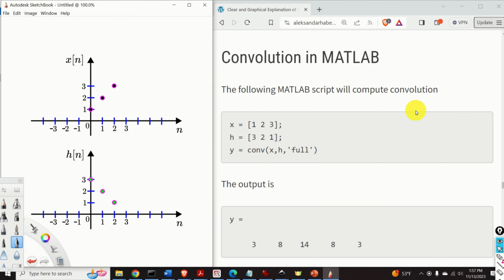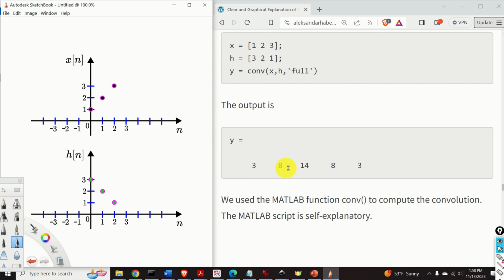And finally, let's learn how to compute convolution in MATLAB. To do that, first we need to define 2 vectors. We define the vector x, representing the sequence x of n, here it is, and we define the vector h, representing the sequence h. Then we use the function convolution. We specify x, we specify h, and we specify this parameter full. This means that we will compute the full convolution. That is, we will consider all the cases. The output is given over here, and that's exactly what we computed before.